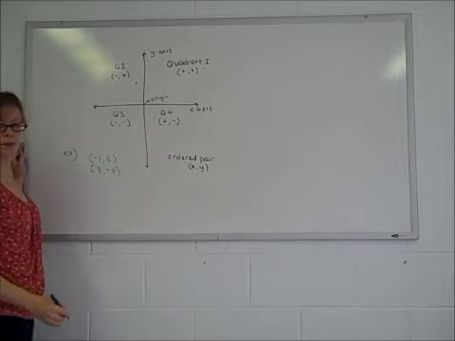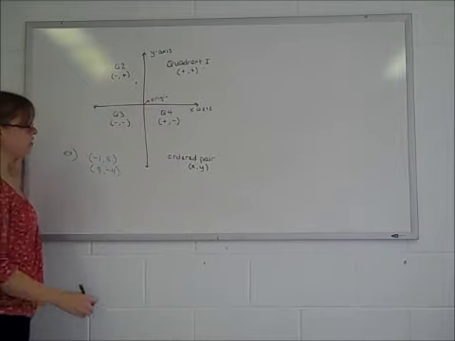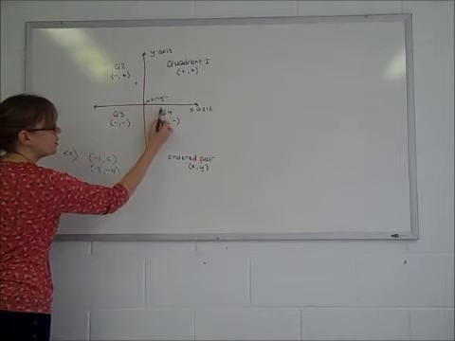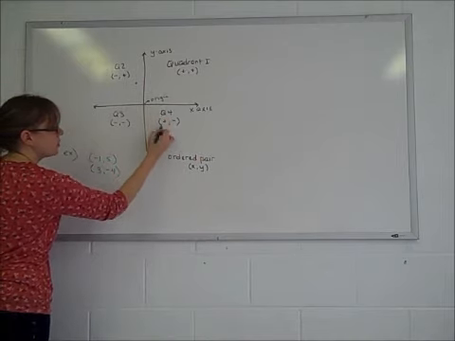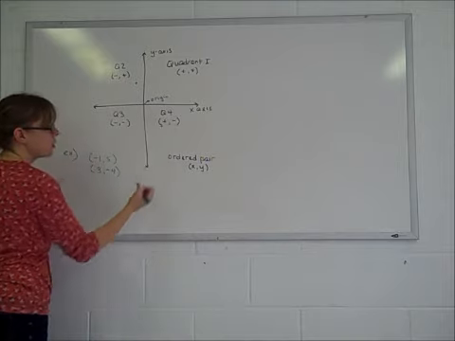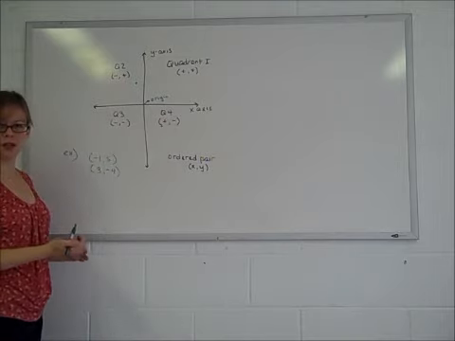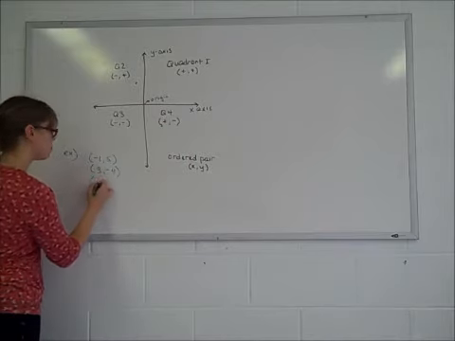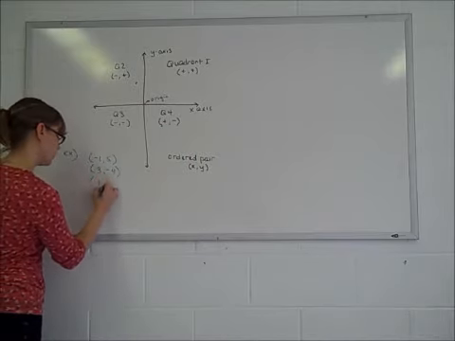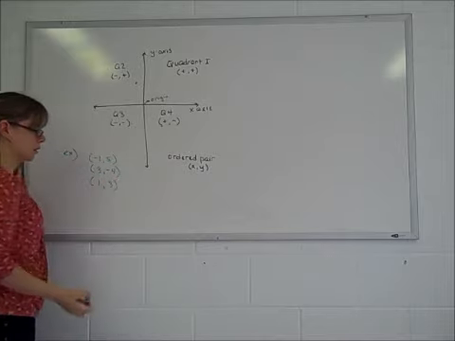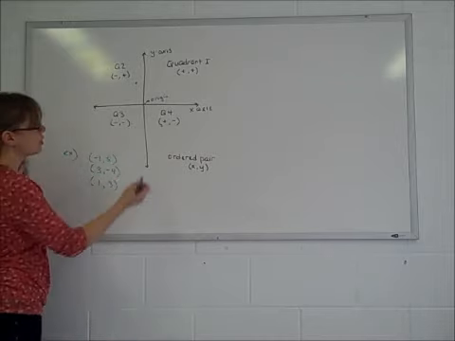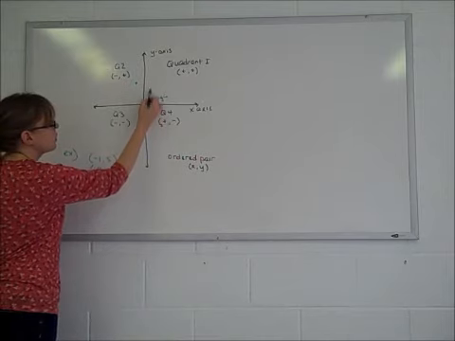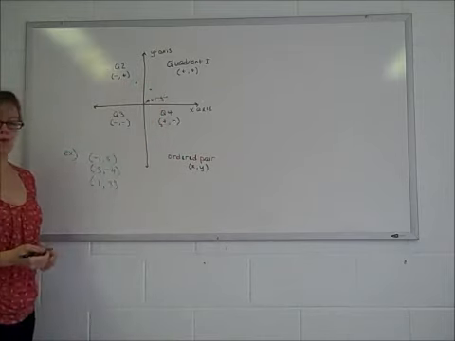Another example, x is 3, y is negative 4. Starting at the origin, we go over 3, down 4, which leaves us somewhere around there. Obviously on graph paper this will be a little bit easier to see. One more example. Positive 1, positive 3, starting at the origin, over 1, up 3, make a point.